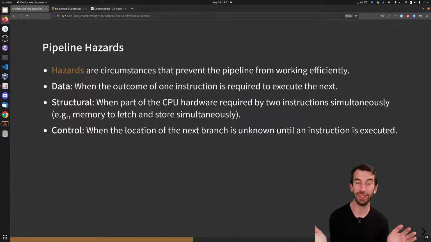Maybe you've been changing a number in a register and then you use those registers to do something else, so they're reliant on previous instructions. So there might be a data hazard.